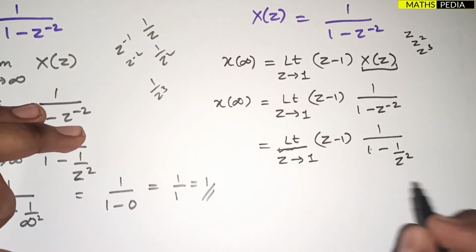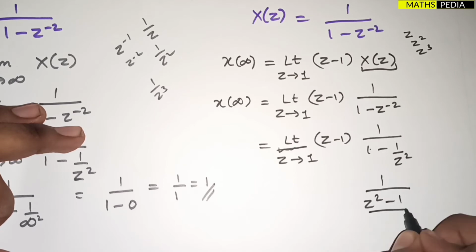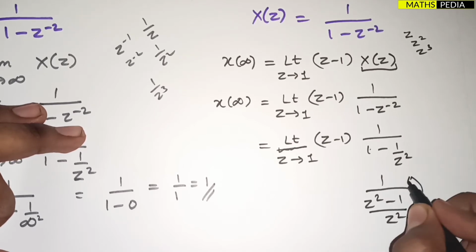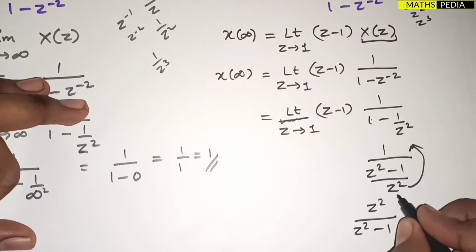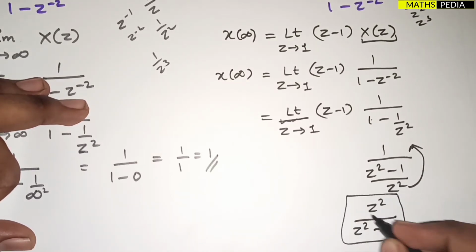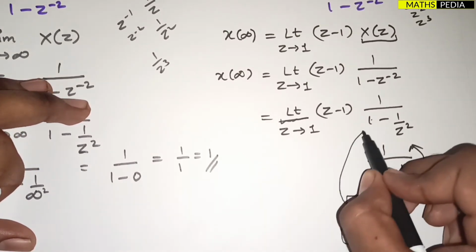So I have to just simplify this. Taking LCM, what will happen? 1 by z square minus 1 by z square. So this z square will go up, correct? So this will become z square by z square minus 1. Okay, so this will be the final function. So now the z powers, you can see, observe here, it is in positive, correct? Z power 2, z power 2. So now I have to just substitute over here.